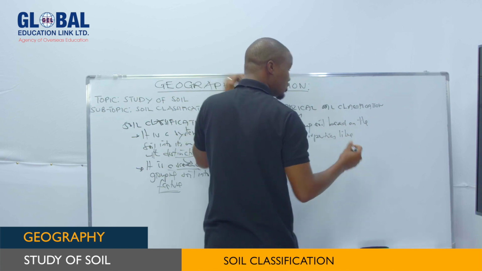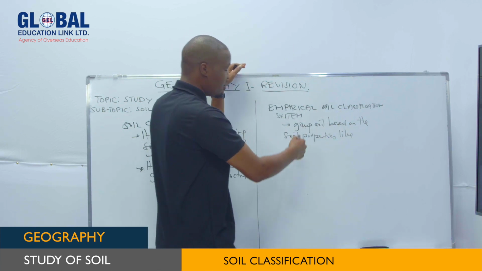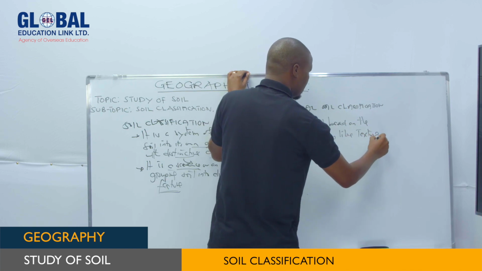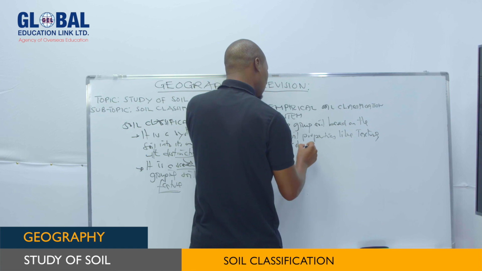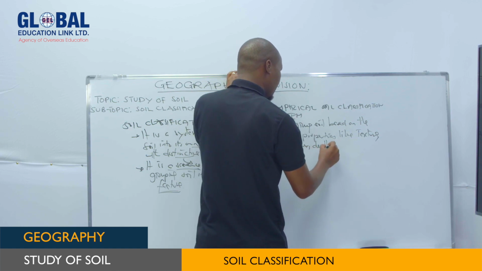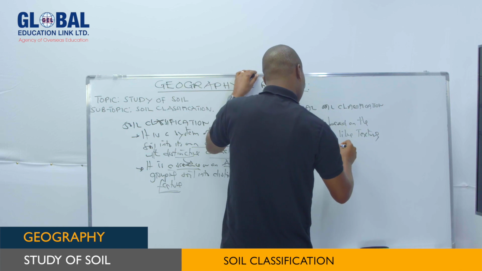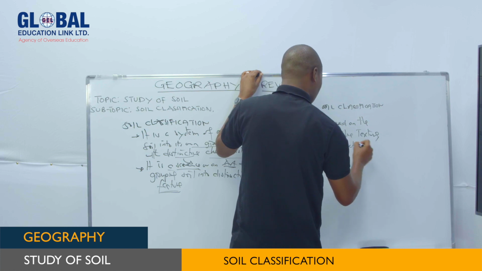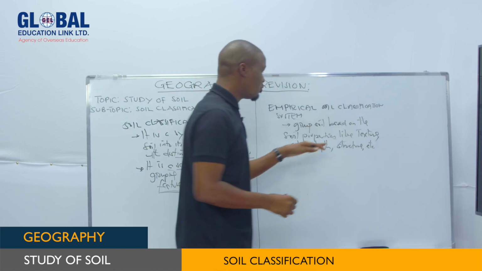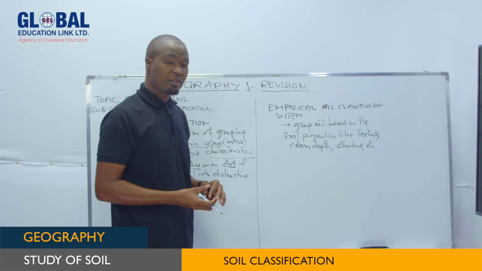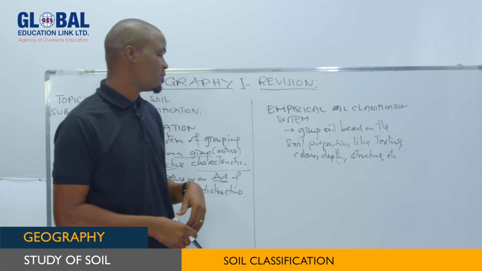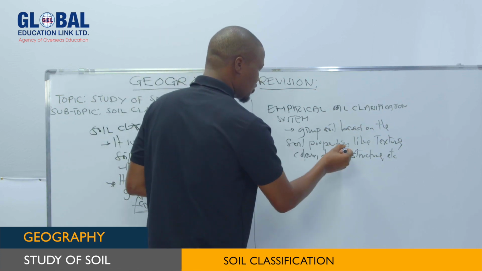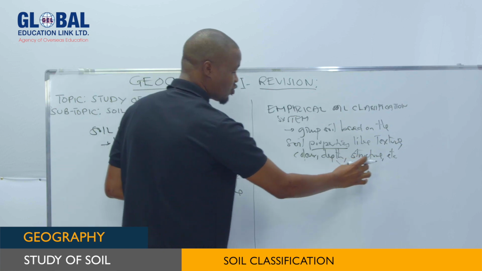Like we know the properties of the soil right now. They do group soil into textures, color, depth, structure, etc. These are some of the soil properties. The empirical soil classification system is a system of classifying soil based on soil properties like texture, color, depth, structure, etc.